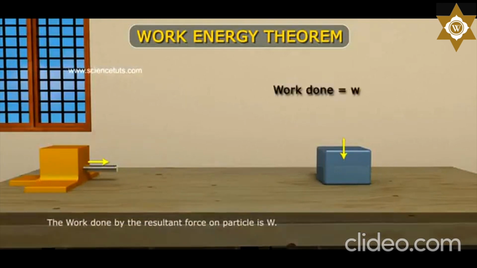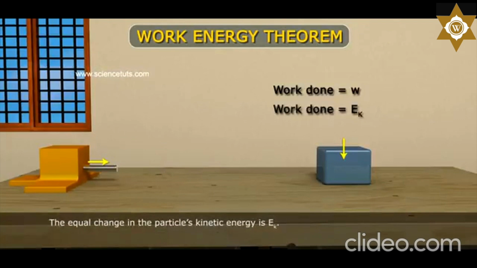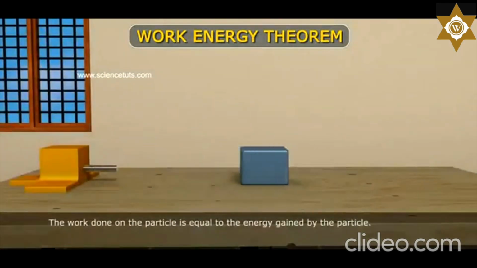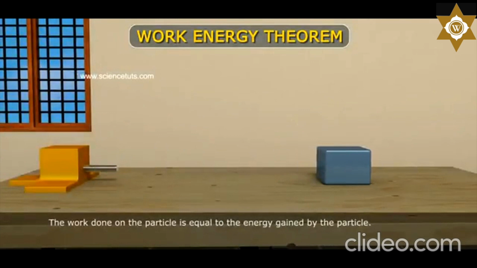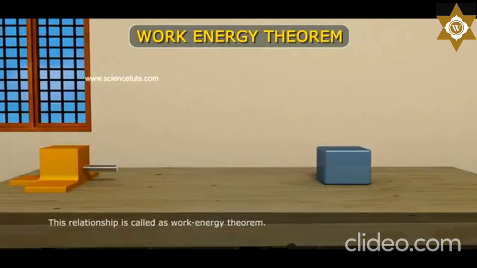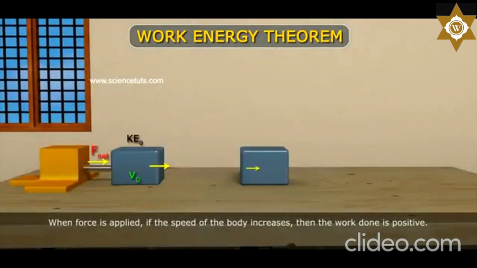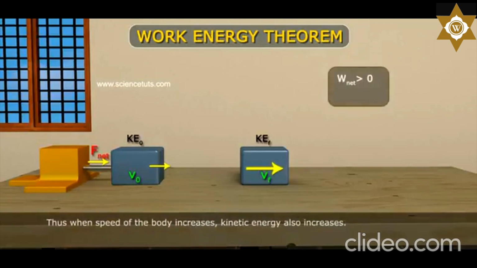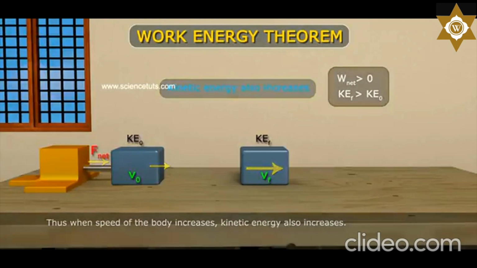The work done by the resultant force on the particle is W. The equal change in the particle's kinetic energy is Ek. The work done on the particle is equal to the energy gained by the particle. This relationship is called the work energy theorem. When force is applied, if the speed of the body increases, then the work done is positive. Thus, when the speed of the body increases, kinetic energy also increases.